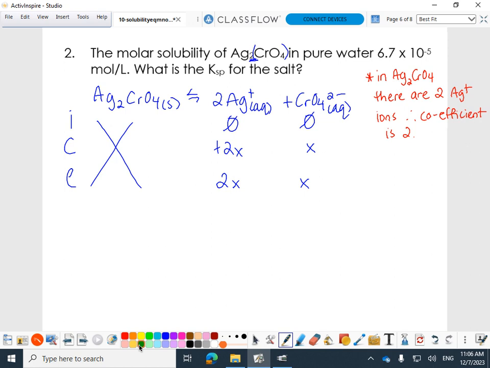Okay, so it says the solubility of silver chromate is 6.7 times 10 to negative 5. Again, you don't have to write it over there. If you don't want to, you can plug it right in. So that means that this value, the x value, is 6.7 times 10 to negative 5. But because there is a coefficient of 2 in front of the silver, we have to multiply that by 2 according to stoichiometry.